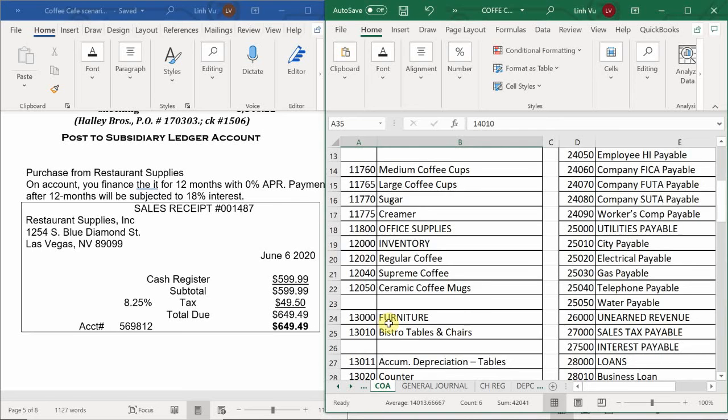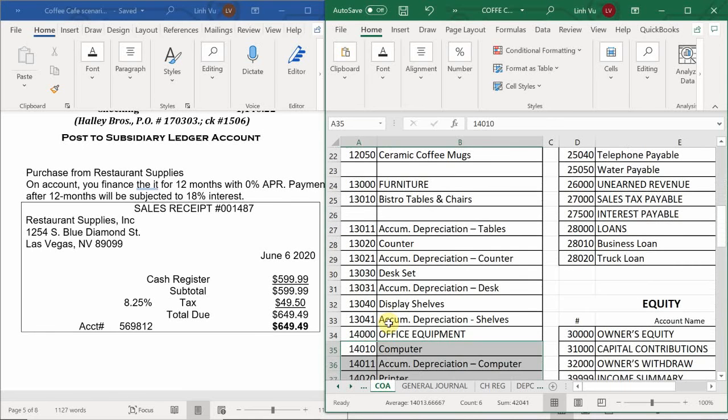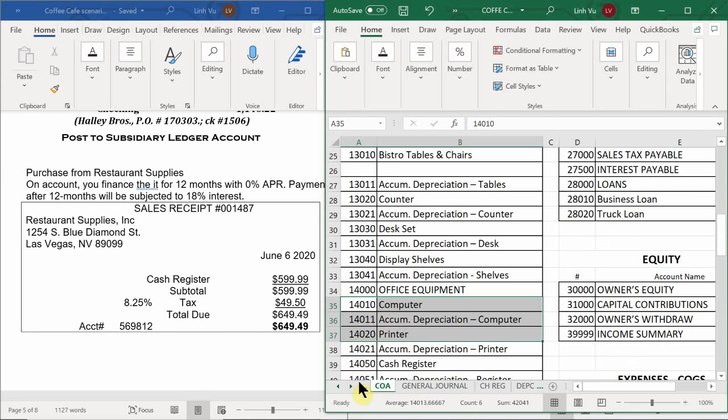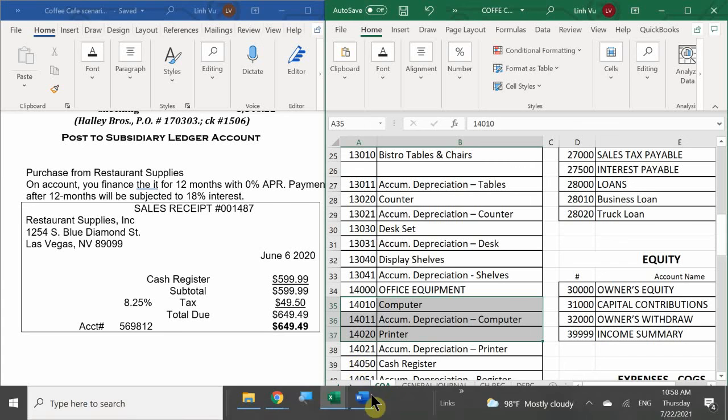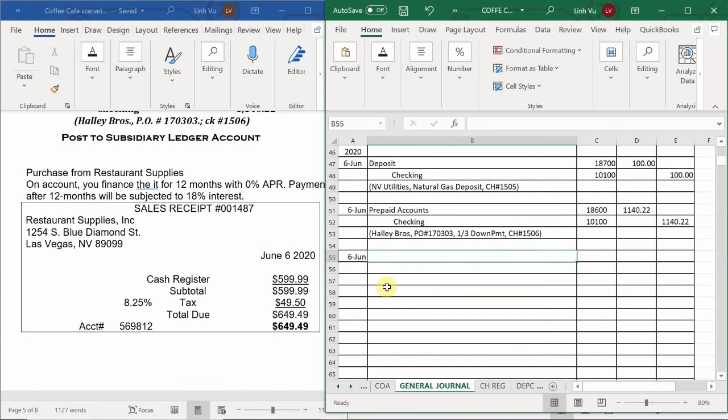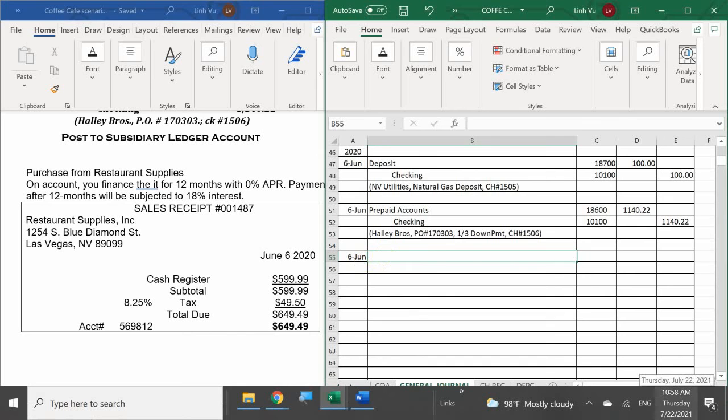Okay. Would it be 10,300? No, that's cash in register. No, that's not it. 14,050, yes. 14,050, right? Because this is a fixed asset, right? So in this case, I put it under office equipment, all right? So that means I'm going to go ahead and plug that in here, cash register, right?